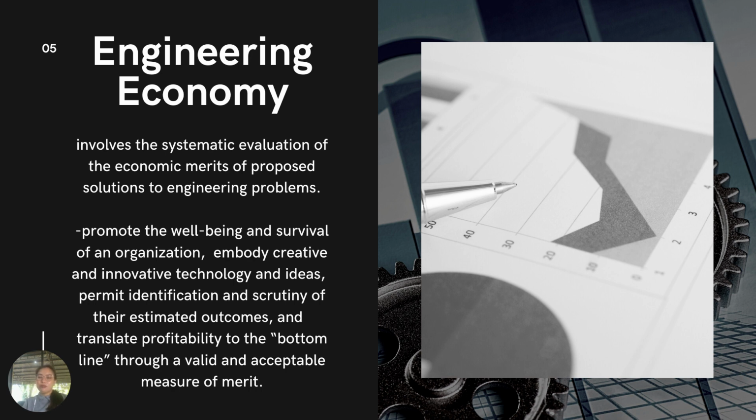Solutions to these engineering problems must demonstrate a positive balance of long-term benefits over long-term costs, and they must also promote the well-being and survival of an organization, embody creative and innovative technology and ideas, permit identification and scrutiny of their estimated outcomes, and translate profitability to the bottom line through a valid and acceptable measure of merit.